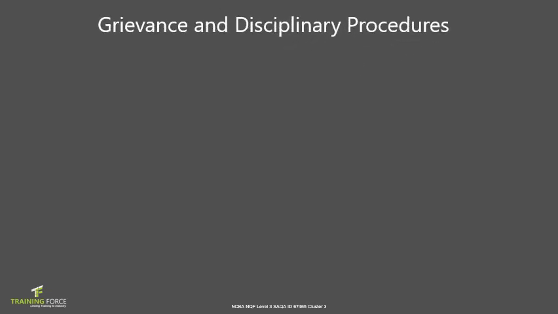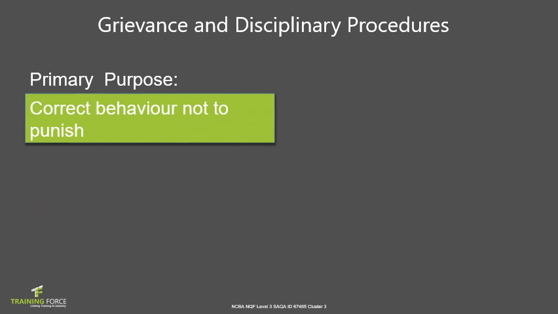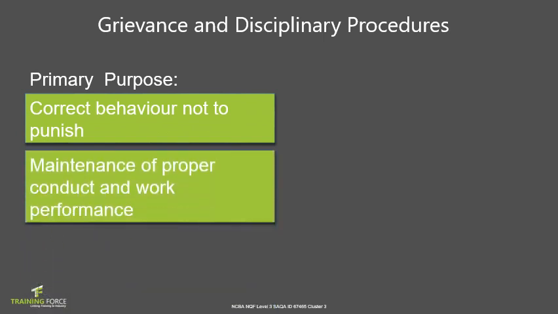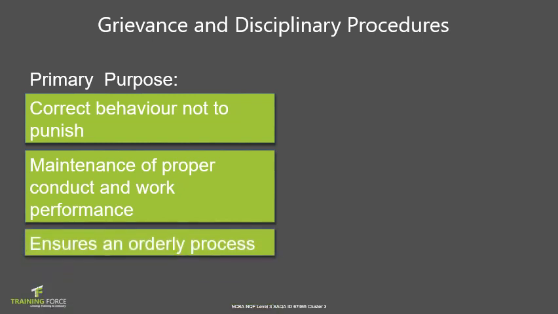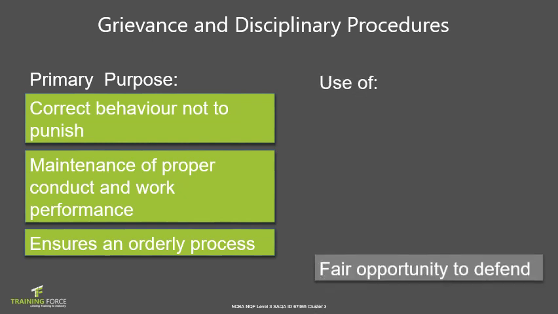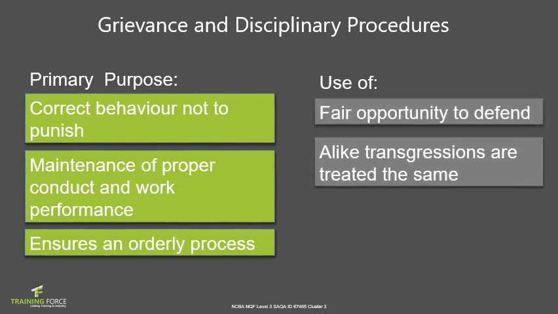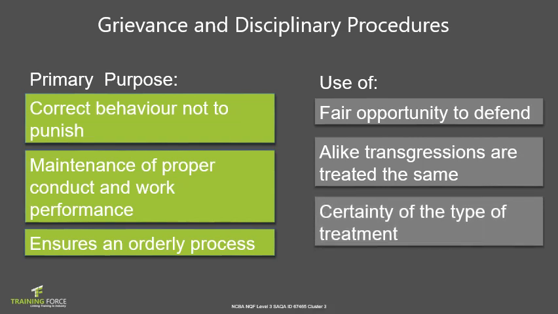The primary purpose of grievance and disciplinary procedures is to correct behavior and not to punish. It maintains proper conduct and work performance and ensures orderly processes. It's used to ensure that there's a fair opportunity to defend, alike transgressions are treated the same, and there's a certainty of the type of treatment.